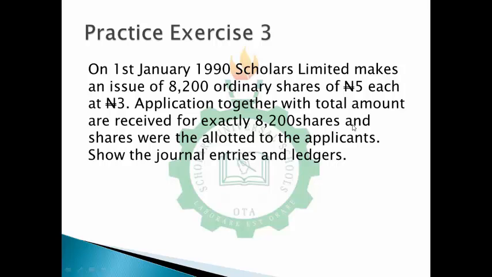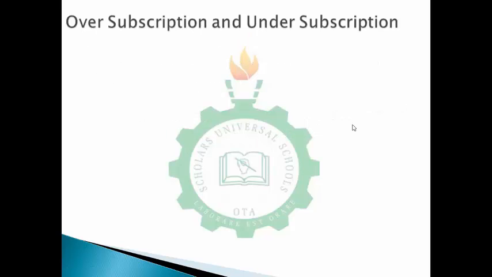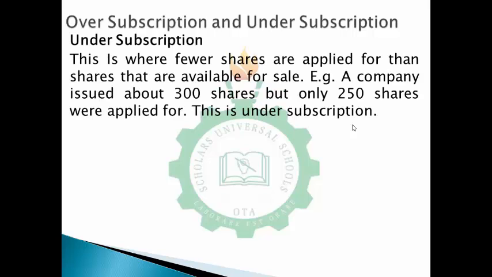All right. So the final part of this lesson for today is oversubscription and under subscription. Now, from the word oversubscription, what does it mean? That is, people are subscribing for more than what we have to offer, while under subscription is people are getting below what we have to offer. Now let's discuss under subscription properly. This is where fewer shares are applied for than shares that are available for sale. Take for instance, a company issued about 300 shares, but only 280 shares were applied for. So this is under subscription.